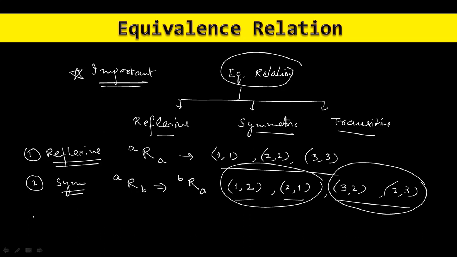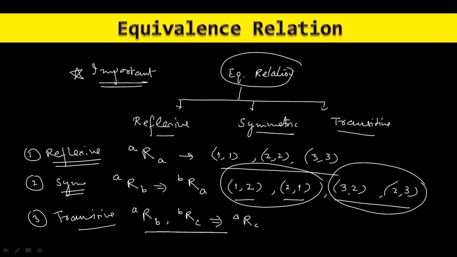Now what about the third one? Third one is transitive. Now what about transitive? A in relation with B. Suppose this one is given to you, and B in relation with C. This one is also given to you. It implies A in relation with C. Basically, a group of 3 elements or 3 pairs is required inside transitive.